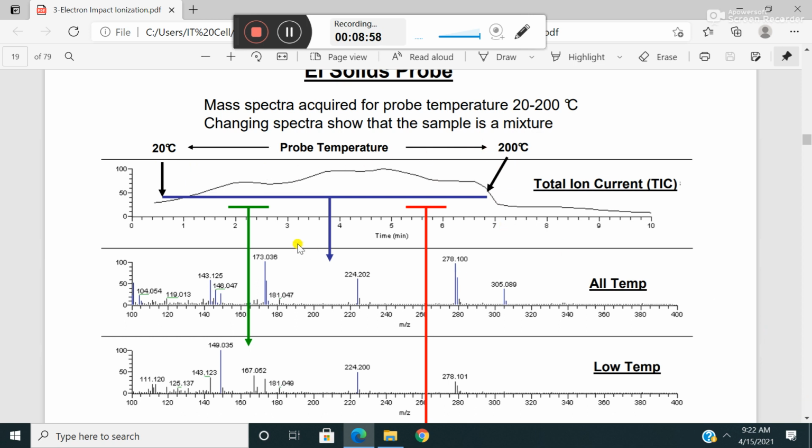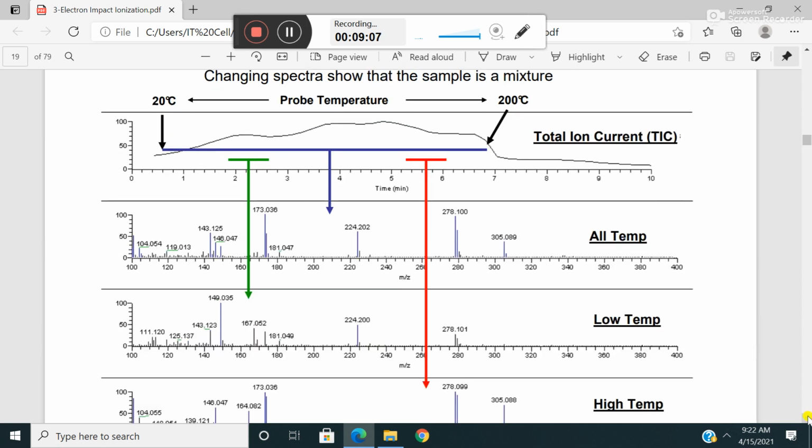So you can see if you put the spectra cursor on each of these peaks, you will get the spectra. But you can see that at a very low temperature, it has given a peak only of 278, but as we raise the temperature, it can give an m/z of even 305, right? So it means this 305 was not appearing at a very low temperature. As we raised the temperature, it started appearing, right?